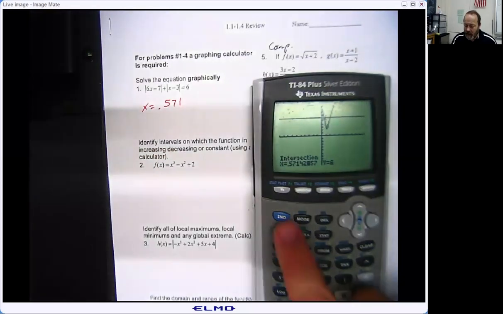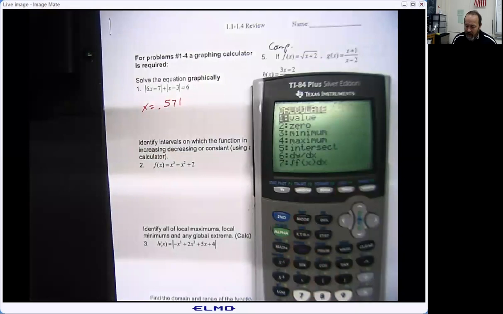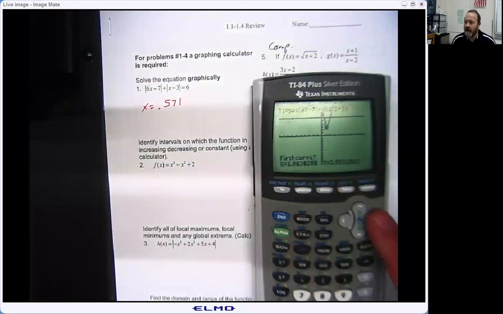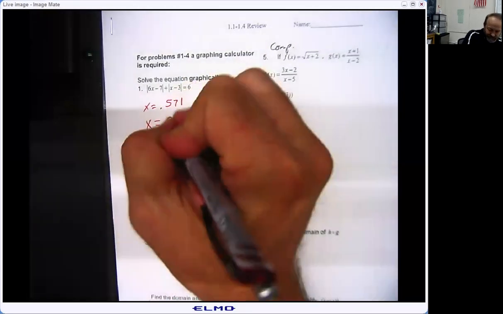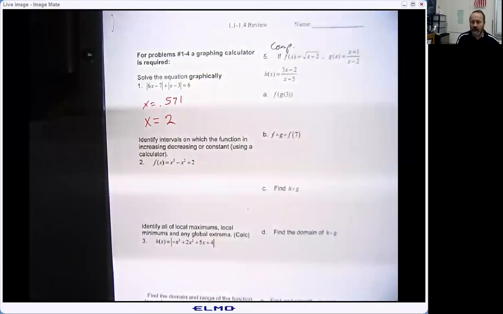Now, I need to do that again. Let's calculate the intersect again, but now I'm going to move my cursor close to the second intersection, and I hit enter 3 times. So I got x equals 2. Okay, we're good to go.